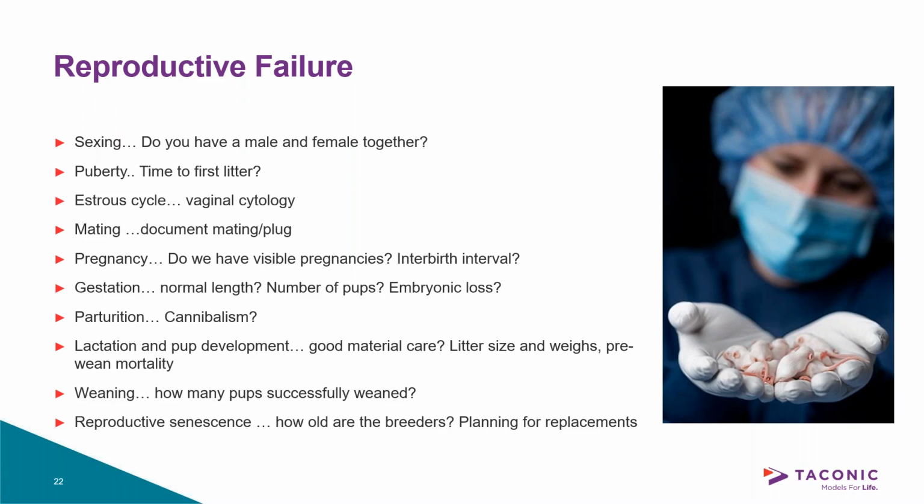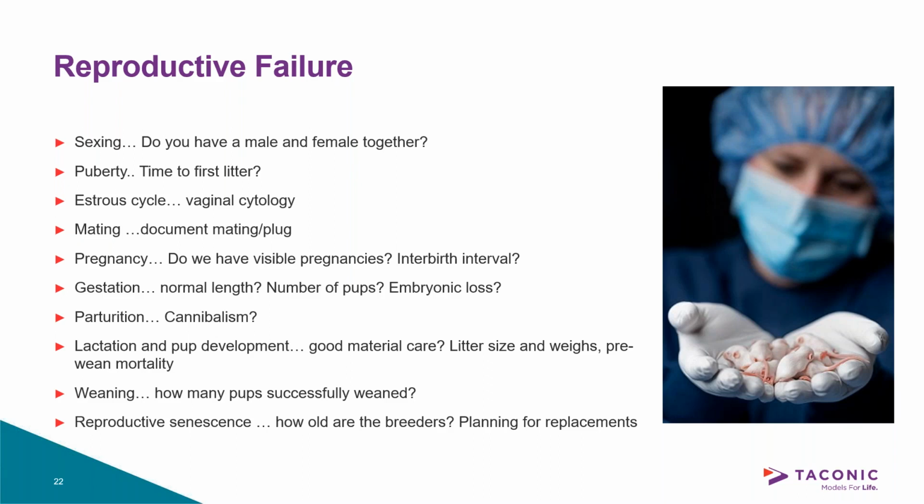Is that prolonged? Are we taking advantage of that postpartum estrus and tracking that as well? Gestation: is it within that normal range that we would expect for a rat? How many pups? And then again, going back to that embryonic loss, did we get the number of pups we expected? And if they're genetically modified, did we get the genetic ratio we expected? Did we not see any homozygous animals out of this?